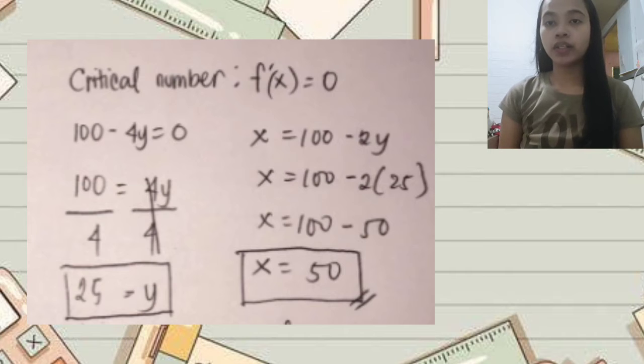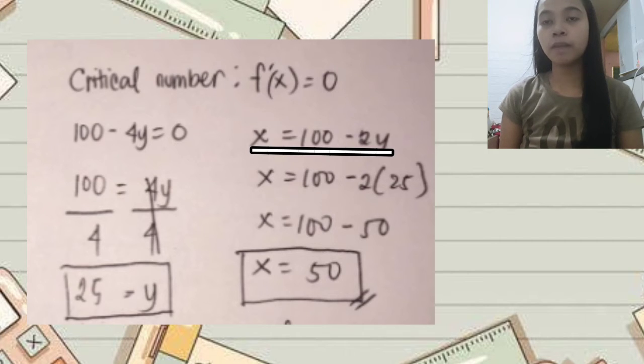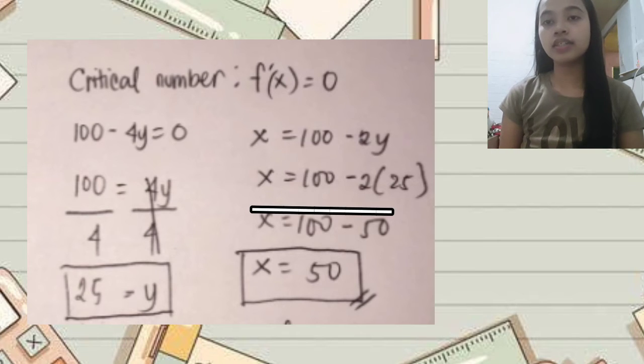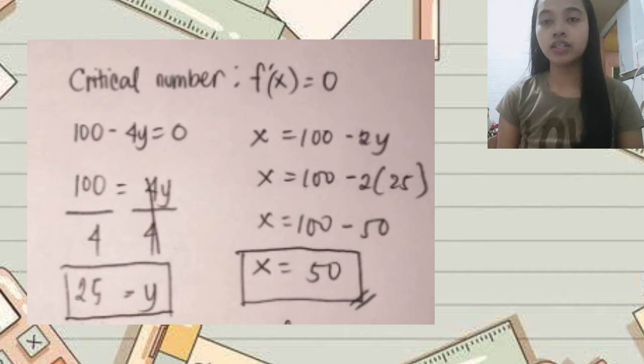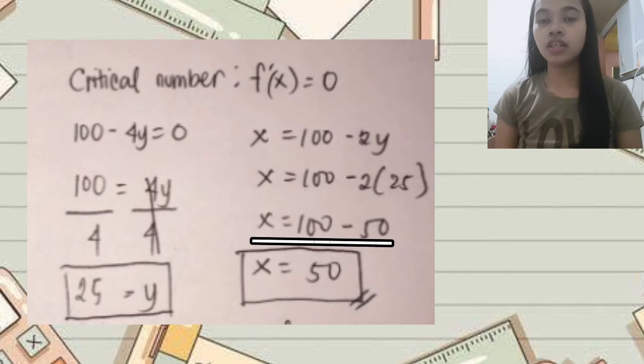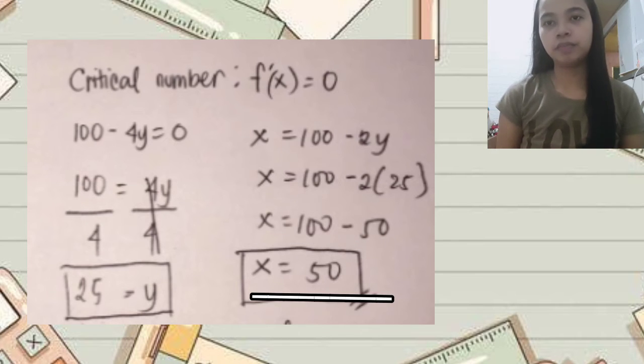Then we proceed to our next step, which is to substitute the answer of y to the isolated equation of x, which is x is equal to 100 minus 2y. And then we solve for it. So x is equal to 100 minus 2 times 25. The 25 is the answer of y. So 2 times 25 is equal to 50. 100 minus 50, the answer will be x is equal to 50.